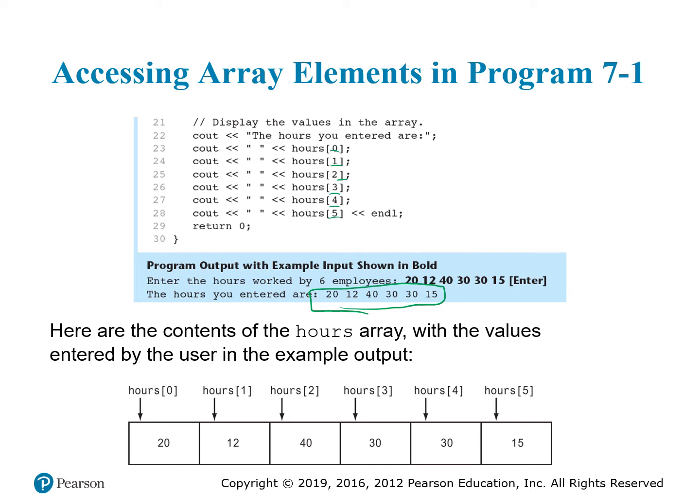And this is what happens when you do this. hours[0] gets the value 20, and then when we output hours[0], we get the value 20. hours[3], 0, 1, 2, 3, hours[3] gets the value 30, and when we output it, we output 30.